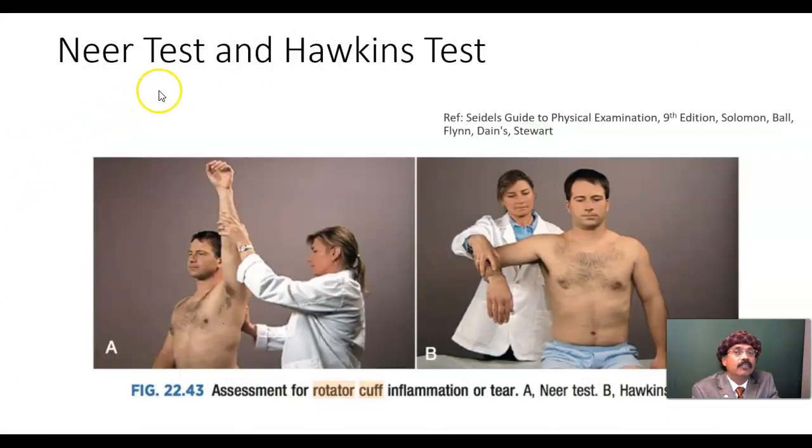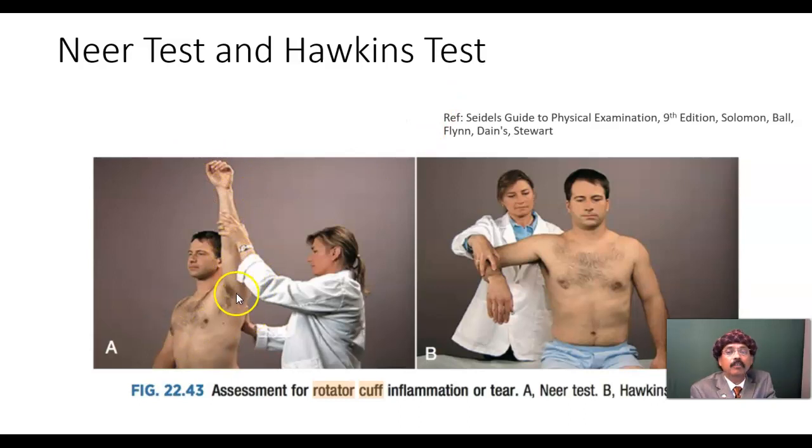Okay, there are some tests to identify whether there is any problem in the supraspinatus tendon. So we have two tests. One is the Neer Test and the other is the Hawkins Test. Neither of the tests is 100% specific or 100% sensitive. We have some modifications of that.